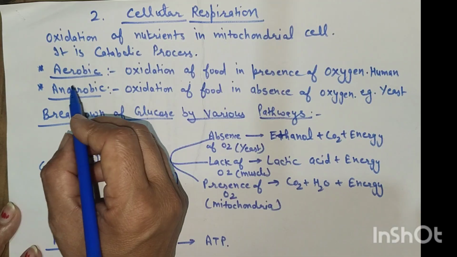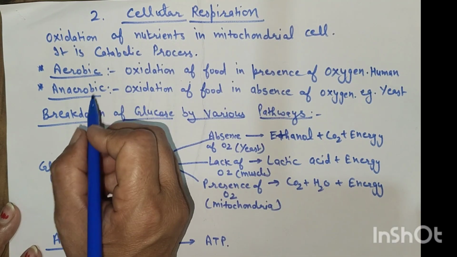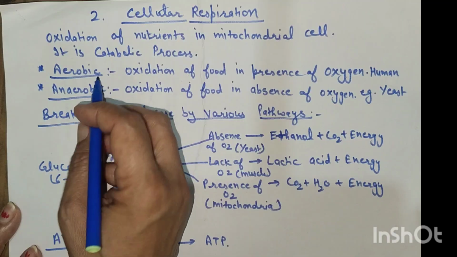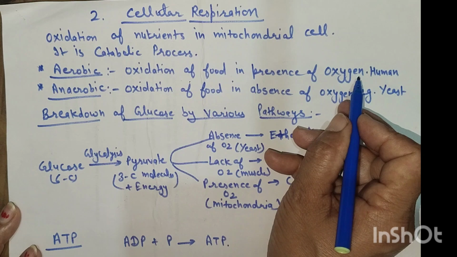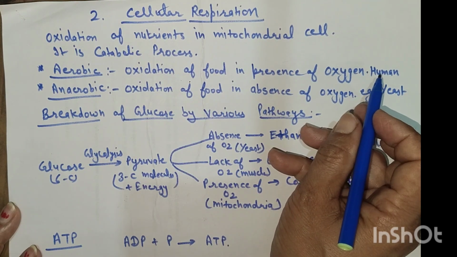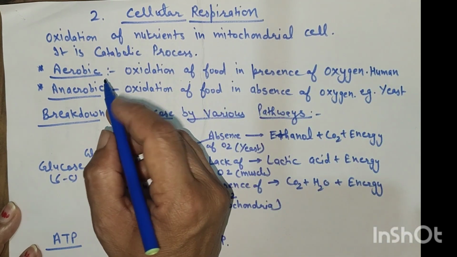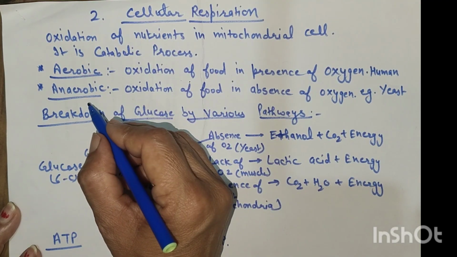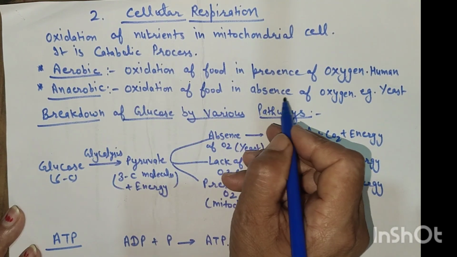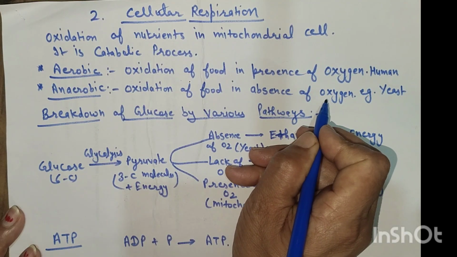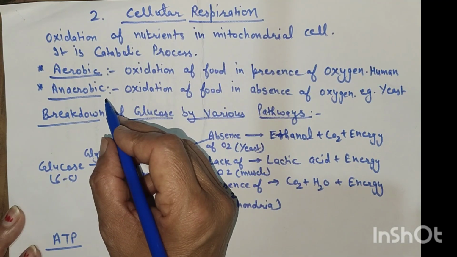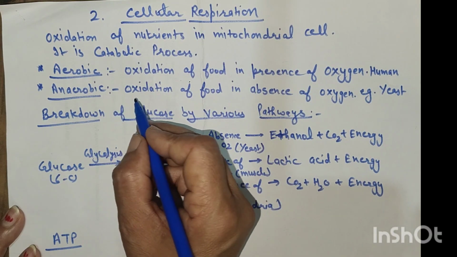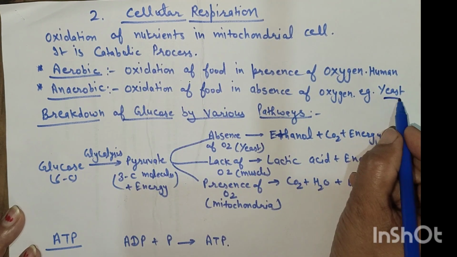Here cellular respiration is of two types, aerobic and anaerobic. Aerobic respiration is the oxidation of food in the presence of oxygen. Just like humans and all animals, they respire by the aerobic process. Anaerobic respiration is the oxidation of food in the absence of oxygen. If organisms oxidize the food without oxygen, they are called anaerobes, and the process is called anaerobic respiration. An example is yeast.